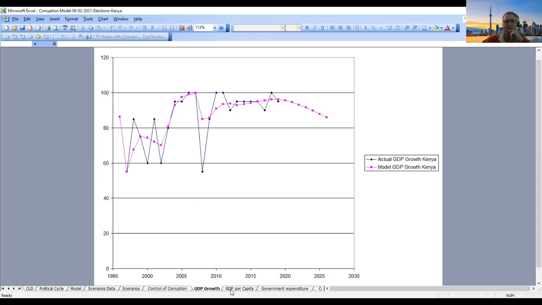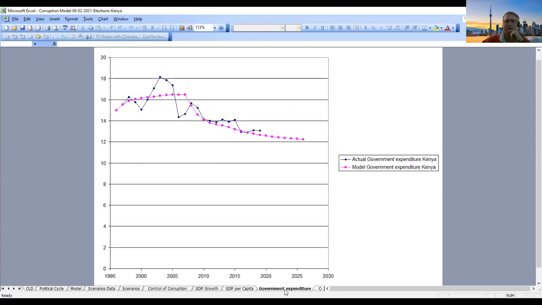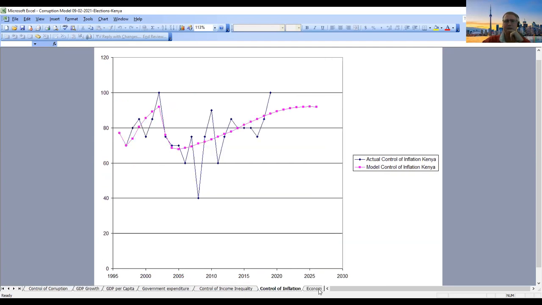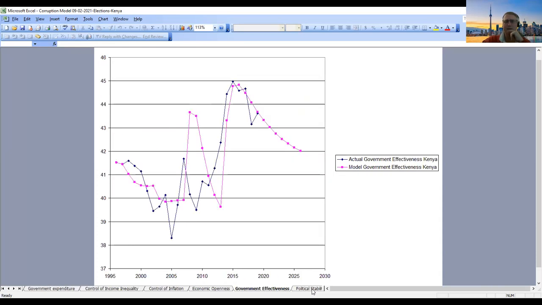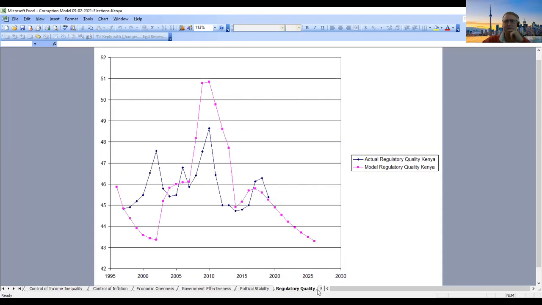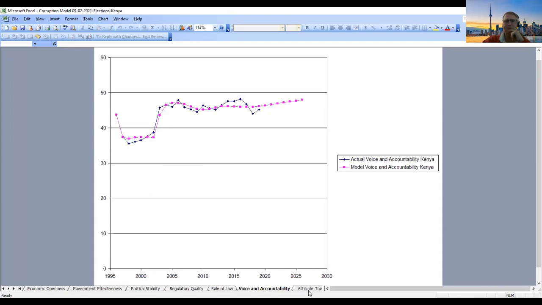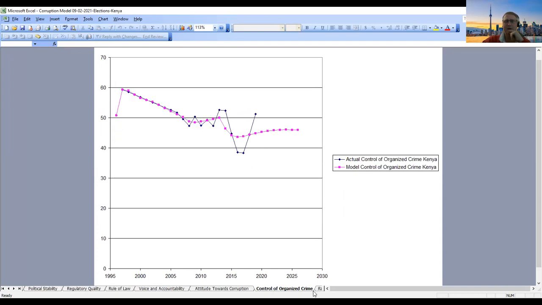So here's GDP growth, here's GDP per capita, here's government expenditure, here's income inequality, here's control of inflation, here's economic openness, here's government effectiveness, here's political stability, here's regulatory quality, here's rule of law, voice and accountability, attitude towards corruption, and control of organized crime.